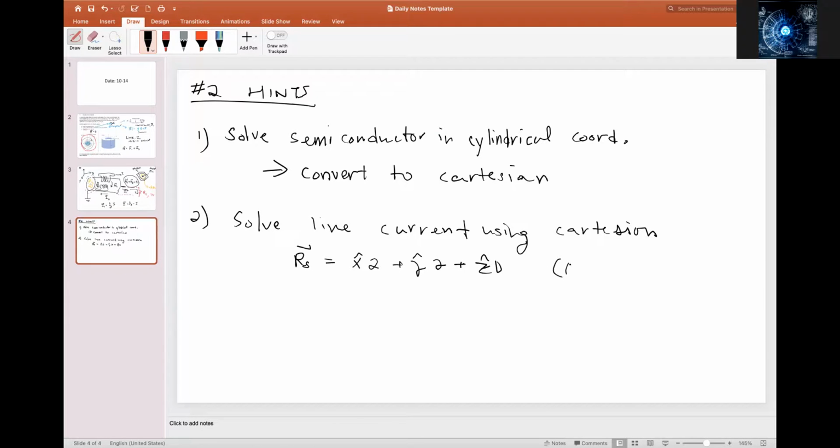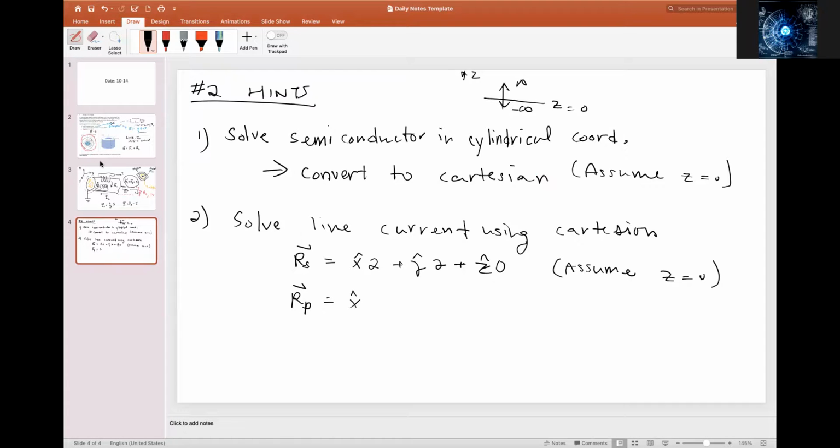And let's just assume Z equals 0. For all these cases, because we have an infinitely long cylinder, we have to just assume we're somewhere. So let's assume we're at Z equals 0. And then for RP, we're interested in any point inside of this outer metal cylinder. So let's call that some XP, YP position.